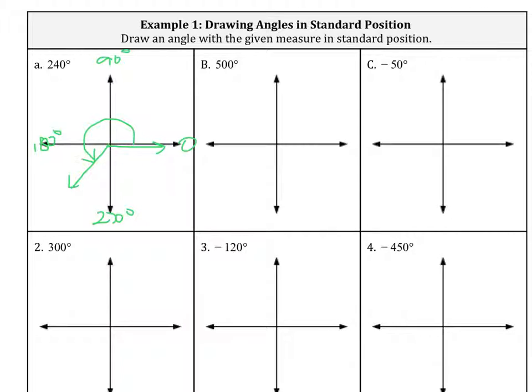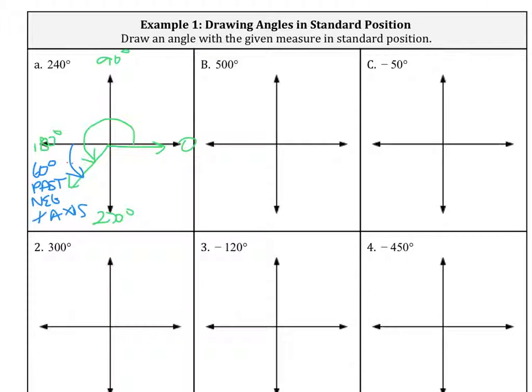And then just a little bit more information on that is that we need to know how far past the 180 does it go. So we know that 240 minus 180, well, that is 60 degrees. Okay, so that's 60 degrees past the negative x-axis. Okay, so again, this is the positive x-axis, right? The positive values here, and this is negative on this side.